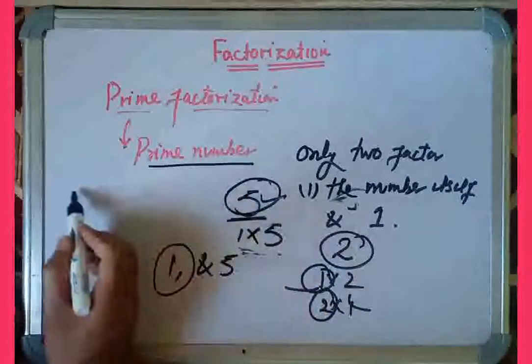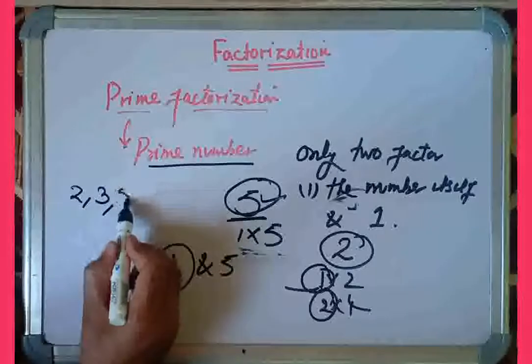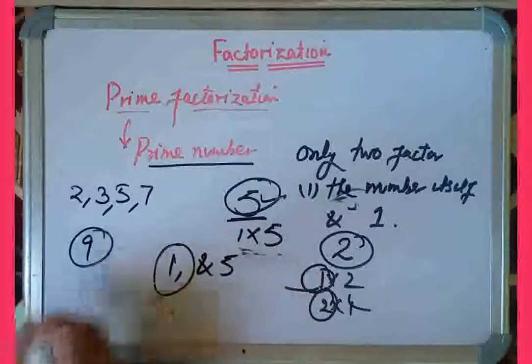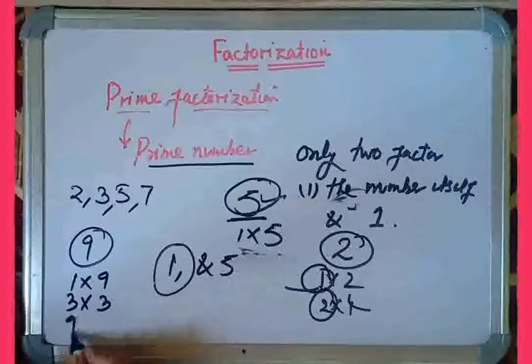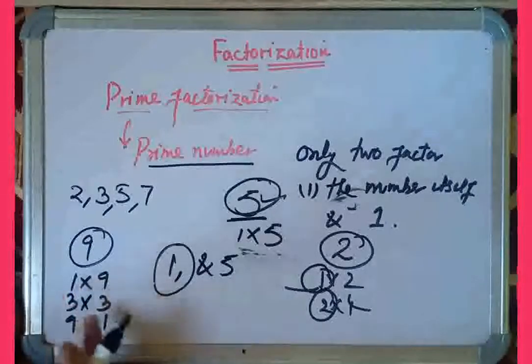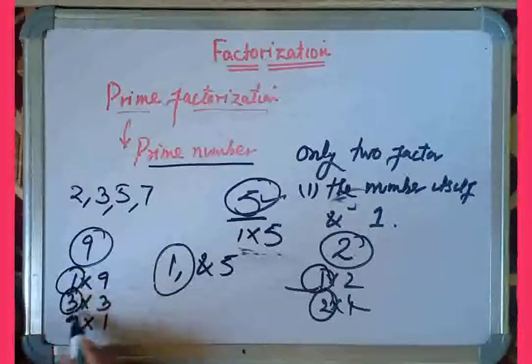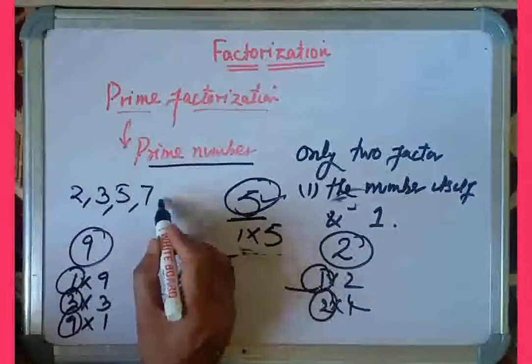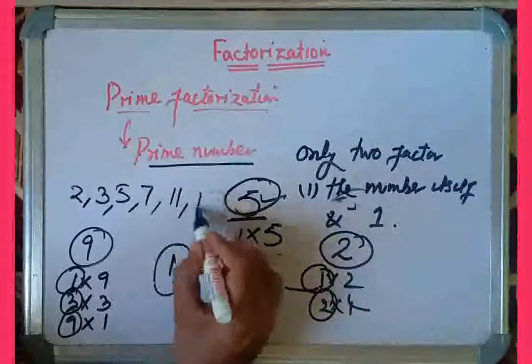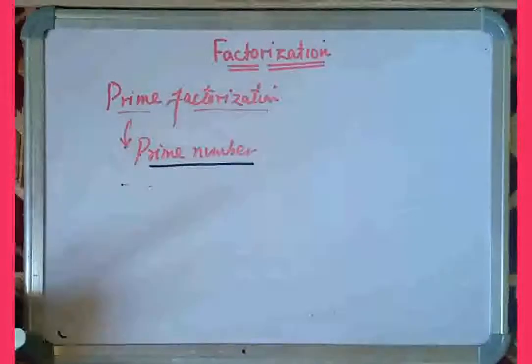So various prime numbers are 2, 3, 5, 7. 9 is not a prime number because it can be divided by 1, 3, and 9: 1 nine is 9, 3 threes are 9, 9 ones are 9. So there are more than two factors, 1, 3, 9, so 9 is not a prime number. 11 is a prime number, you can check that, 13 is a prime number, and so on and so forth, right?